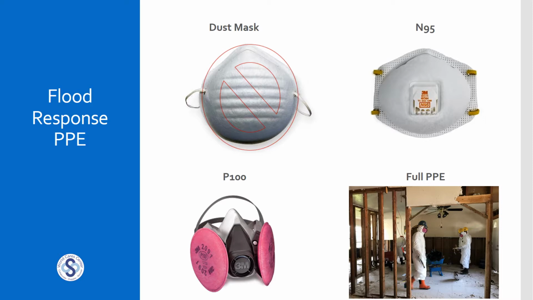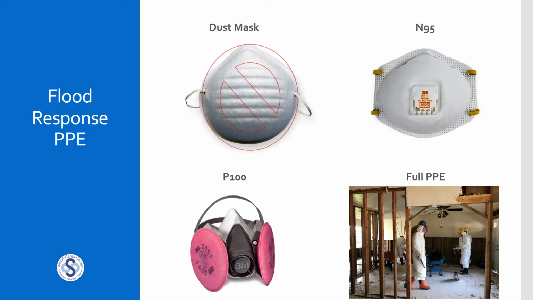To the lower left-hand side, you have a P100 respirator. This is used in flood response for extended work when someone's working for a few weeks at a time, or an environment where there might be oily substances. To the right, you can see a full PPE suit, starting with waterproof boots, coverall.